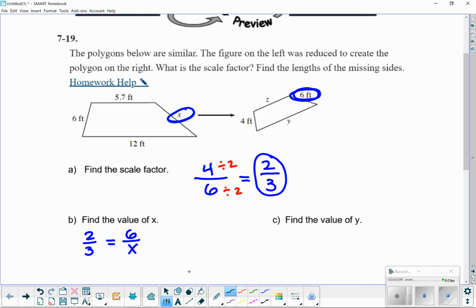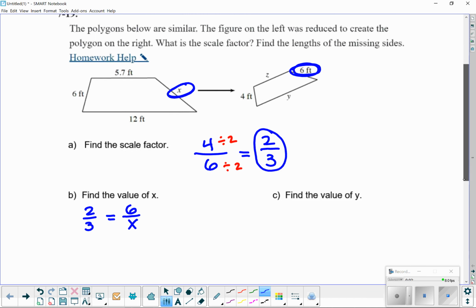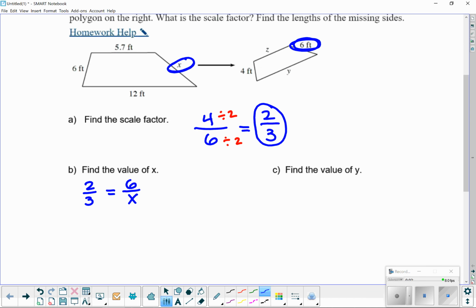Okay, so you're going to do the math. The math gives you 2x equals 18, because all you're really doing is a cross product, multiplying 2 and x, and multiplying 3 and 6. Then divide by 2, cross off the 2's, and x is going to be 9.